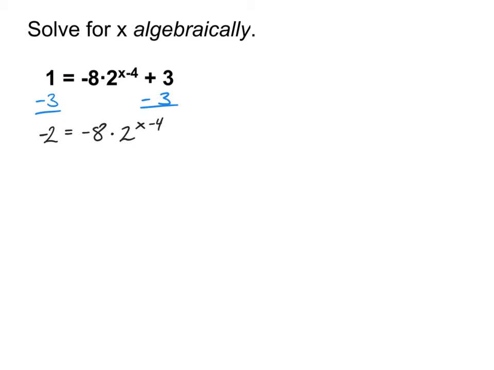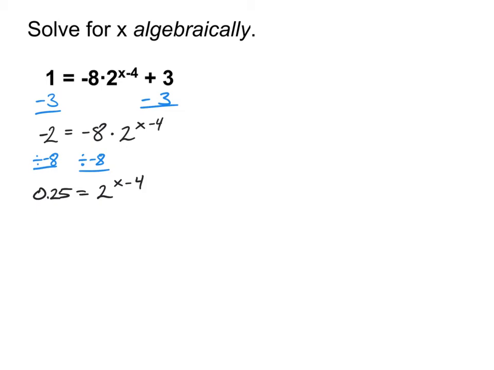And so I now have negative 2 equals negative 8 times 2 to the x minus 4. I now need to get rid of that negative 8. Since that negative 8 is being multiplied, I'm going to divide. And so when I divide both sides by negative 8, I end up with 0.25, notice it's positive, equals 2 to the power of x minus 4. And yes, it is positive because we did a negative divided by a negative. Right, now I have that exponential by itself over here on the right side.